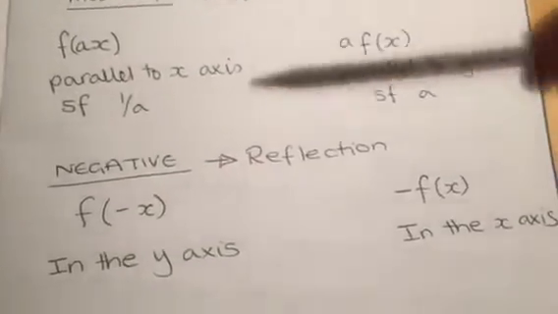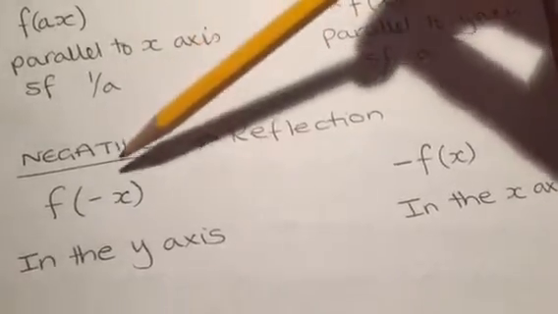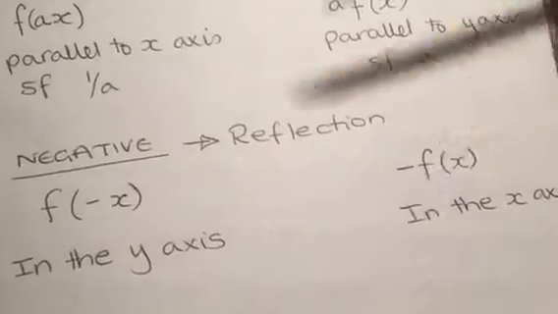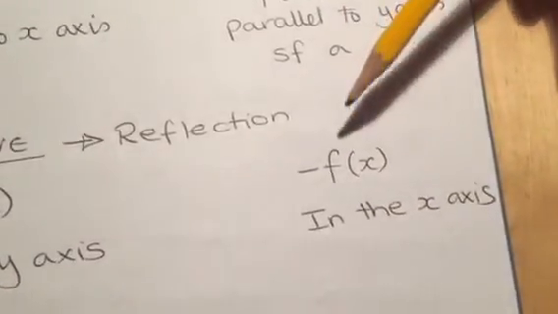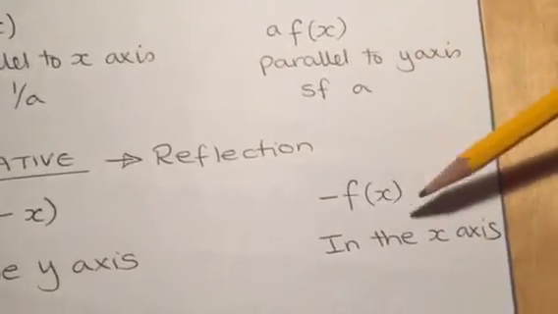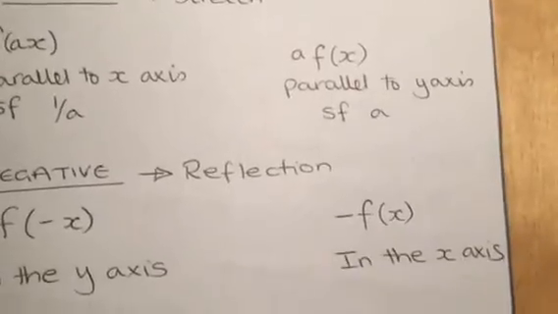And finally, if there's a negative sign, it will be a reflection. Make sure you get them the right way round. If the negative is inside the bracket, it's a reflection in the y-axis this time. And if the negative is outside the bracket, it is a reflection in the x-axis. So that's some basic C1 and C2, just to recap.